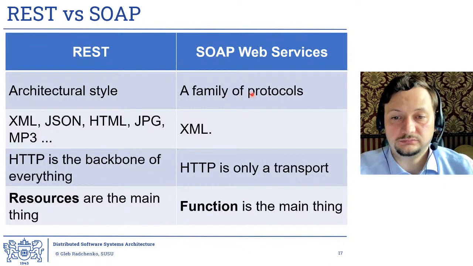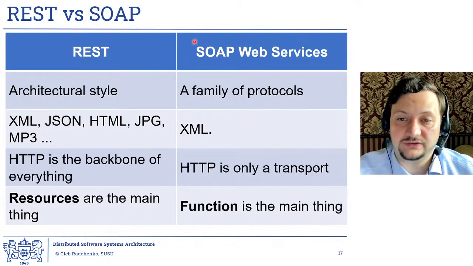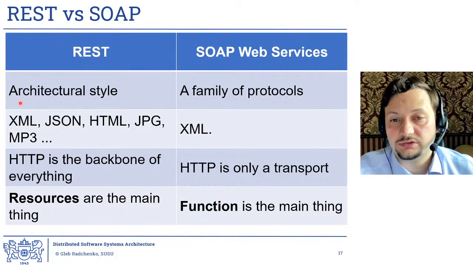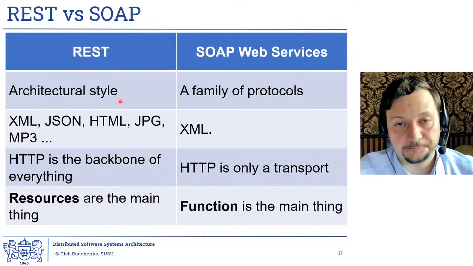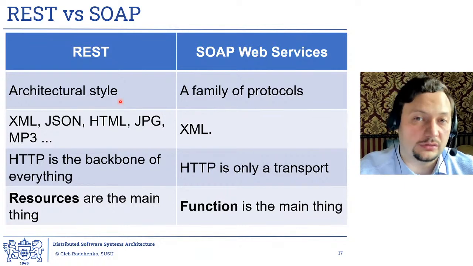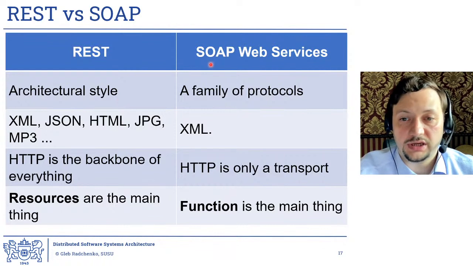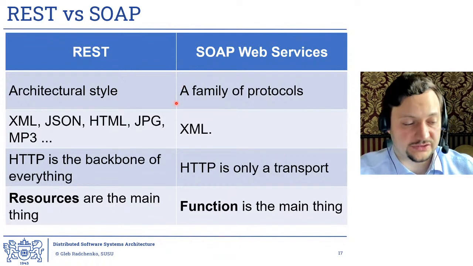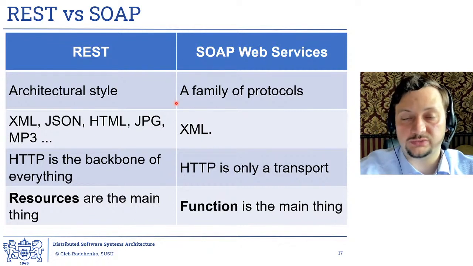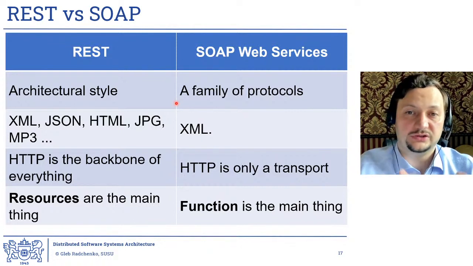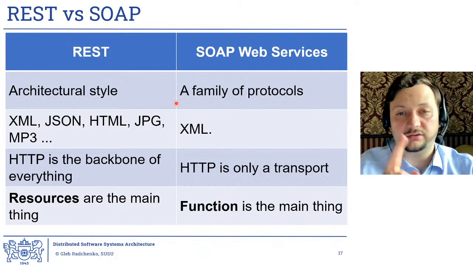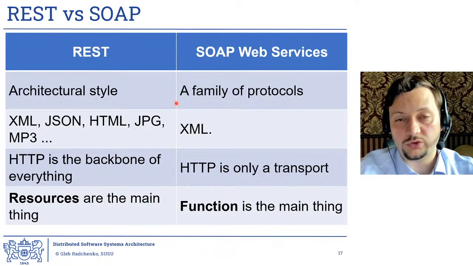So here we compare REST and SOAP. REST is an architectural style. It is not a protocol. It is just a way to use HTTP. And SOAP is a family of protocols. SOAP Web Services are a family of protocols, as we discussed in our previous lecture. It uses XML, WSDL, SOAP, and UDDI to organize the work with remote services.